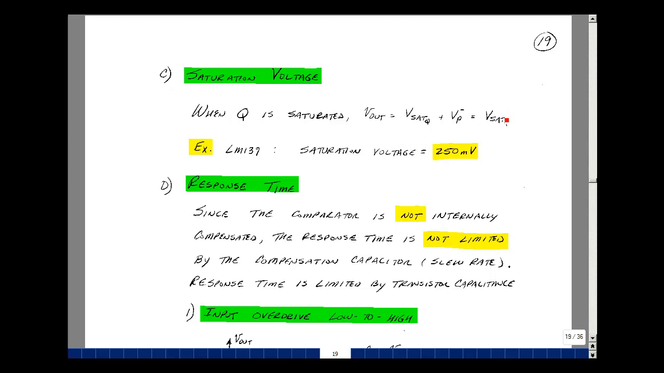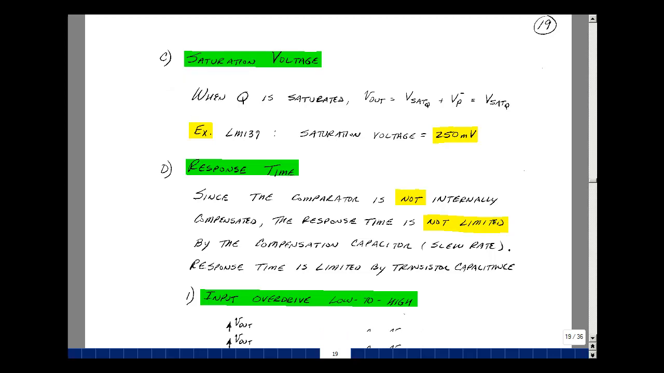And so our output voltage is going to be our power supply negative plus the value of the saturation voltage. Most of the time we're going to be using a 0 volt power supply for the negative, and so it would just be the saturation voltage. So it's not really 0 volts, but about 1/4 volt. We'll kind of treat it as 0 just to make things easier, but it does have a value, and sometimes we need to consider that when we're looking at errors.